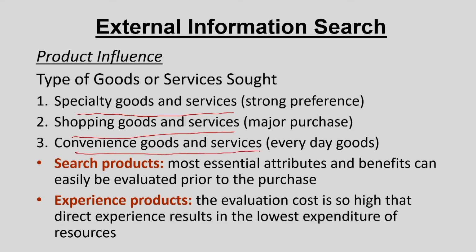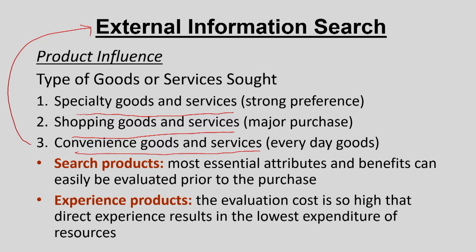But if it is not a major purchase, if it is a food product that you're buying, then the information search will not be there. Also, convenience goods and services, everyday goods. There are a lot of factors which decide how external search influences everyday goods or convenience goods buying. If taste and preferences matter when you are buying everyday goods and services, then a lot of external search is there.